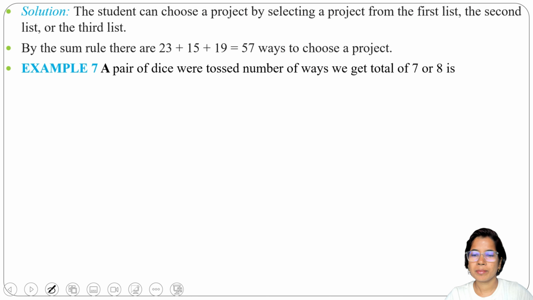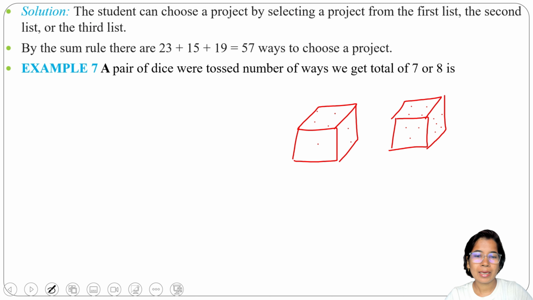Let's see another example. Example 7. A pair of dice were tossed. In how many ways can we get a total of 7 or 8? So we have two dice. This is a die. A die has 6 faces. Now it is asking in how many ways we can get either 7 or 8. The sum will be 7 or 8.